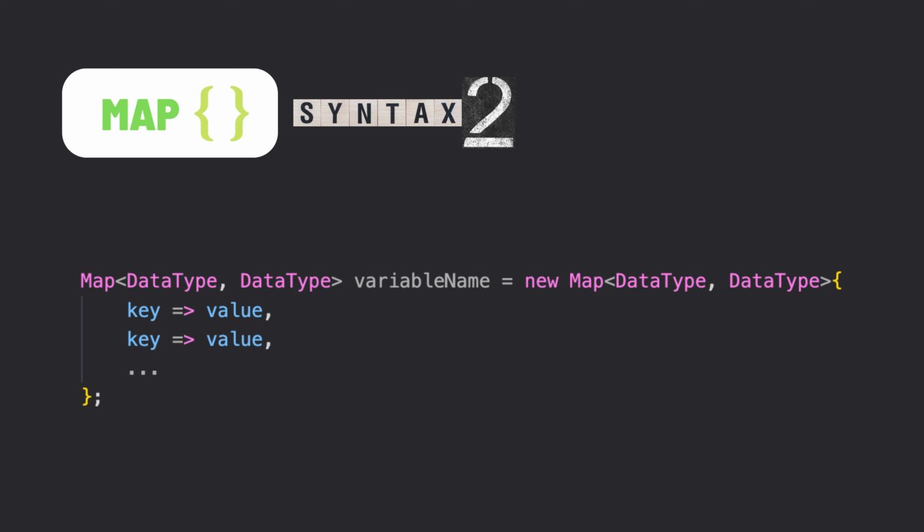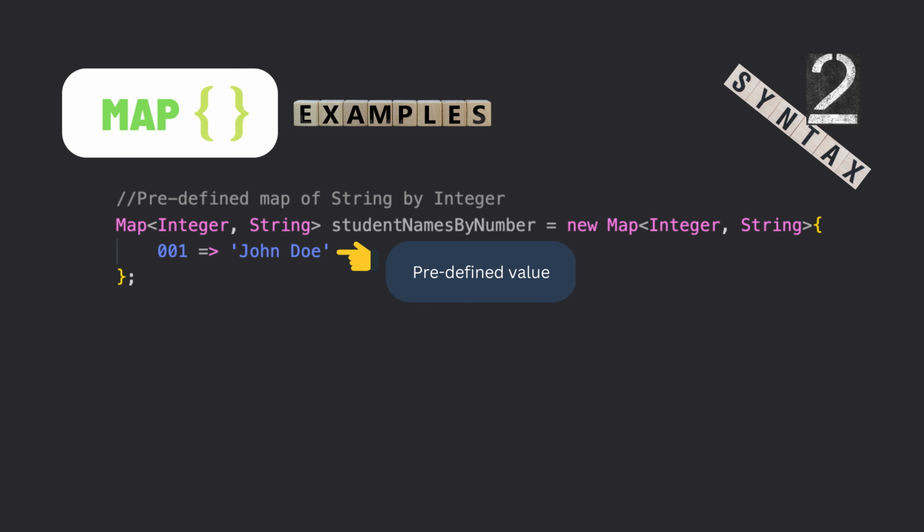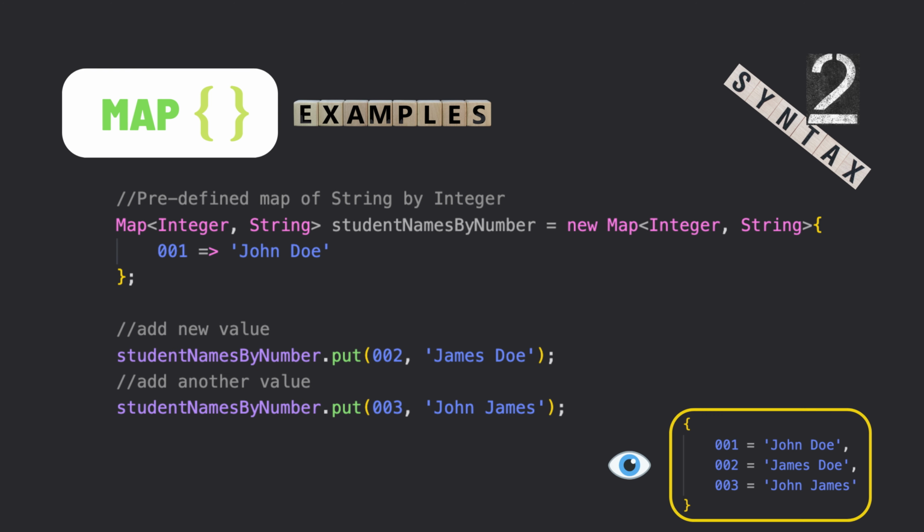Moving on to syntax 2. Now because a map accepts a key and a value, our predefined values within the curly brackets must follow a specific pattern. First define the key, then use the equal to and the greater than symbol all together. Finally the value. For instance, here we have a map that has a predefined value of a student with his number. We could also add additional students with their numbers using the put method.